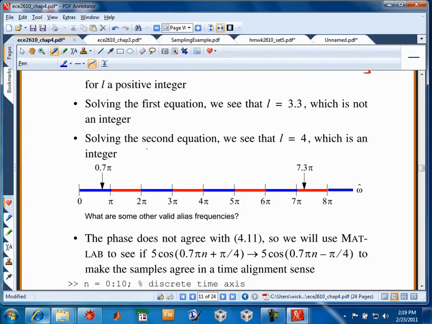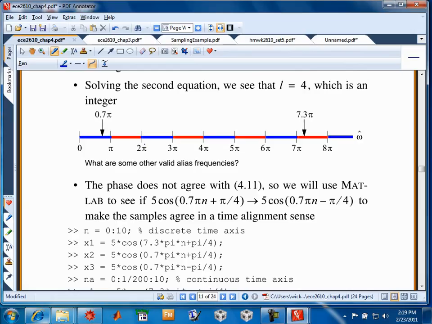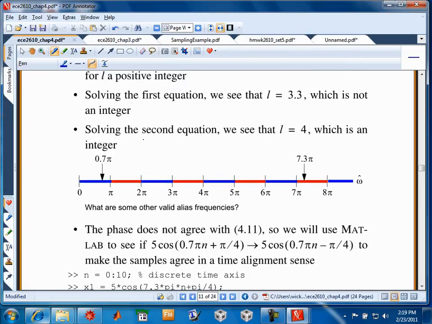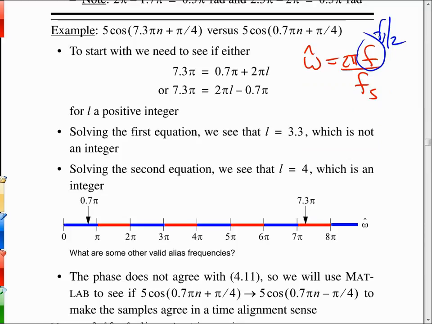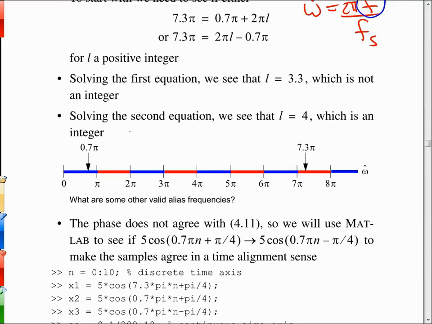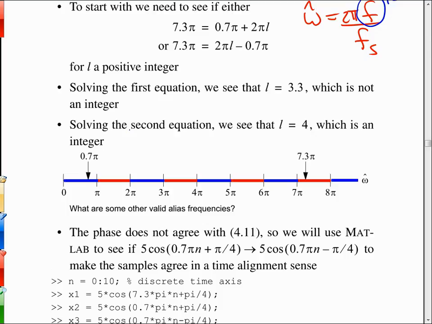Okay, this example right here, I'm not going to go through the intimate details of it, but let's just take a look at this little plot right here, and this will help explain this other point of view with the pi axis, or the omega hat axis. So this is a way of just looking at the analysis based on the omega hat axis rather than the frequency axis in hertz. So with 0 to pi being the principal alias band, we can see that if we have a signal at 0.7 pi, one of the alias frequencies is at some multiple of 2 pi on top of that.